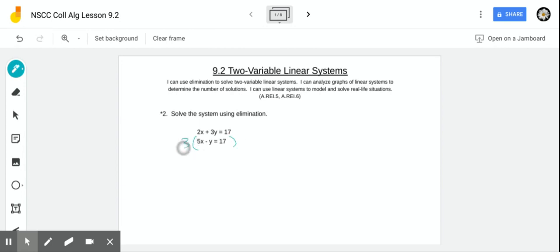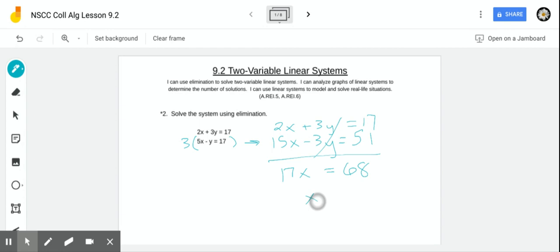We're going to multiply the second equation by 3, and that'll give us 15x minus 3y equals, I think that's 51. We'll say it's 51. The top equation, I am not doing anything to. Just leave it alone. And now when I add these equations, I get 17x. The y's are eliminated, they cancel, which is good. And I have 68. So when I divide both sides by 17, I find that x equals 4.